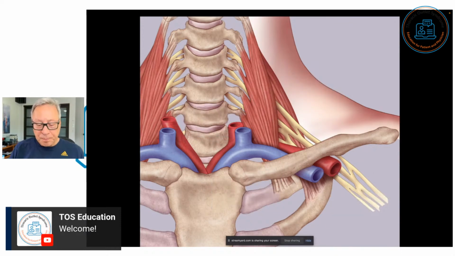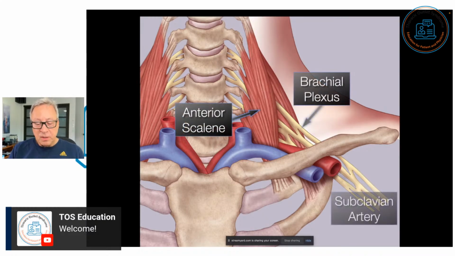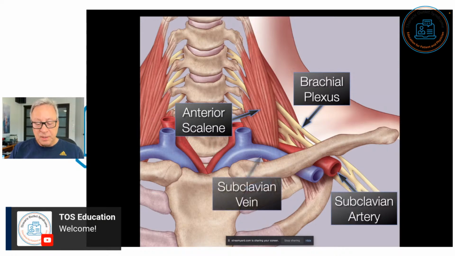There we go. So we're going to start with the anterior scalene again. Look at where the brachial plexus and subclavian artery come through. And the subclavian vein takes a slightly different course in front of the anterior scalene muscle.